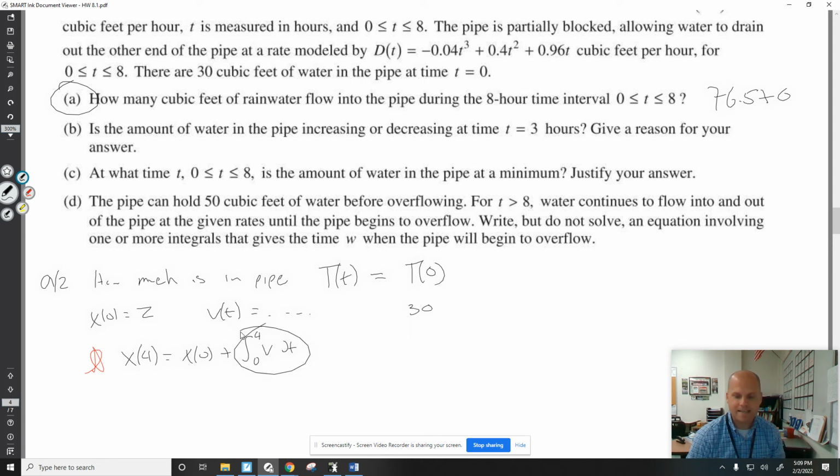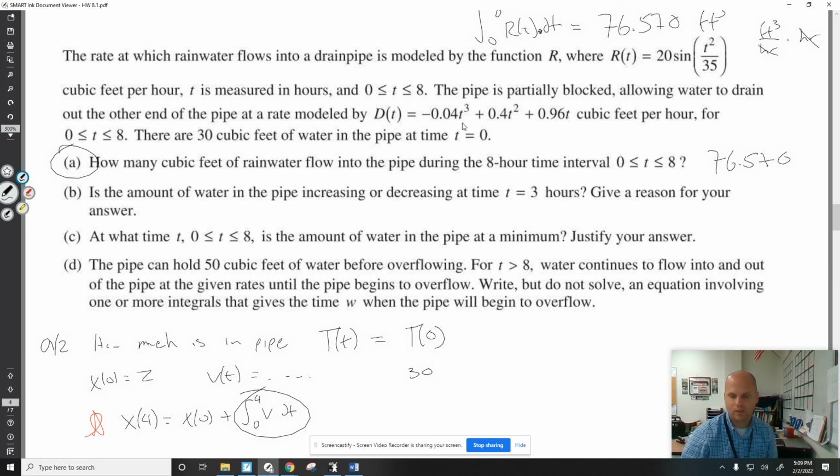But then I need to add my displacement. I need to add the areas under my velocity, the accumulations of my velocity. But I have two velocities. I have a velocity in and a velocity out. How can we incorporate both of those velocities at the same time? There are two different ways. I'm going to give you the way that will always work, no matter how the problem is oriented.